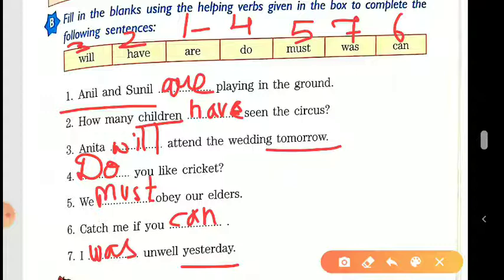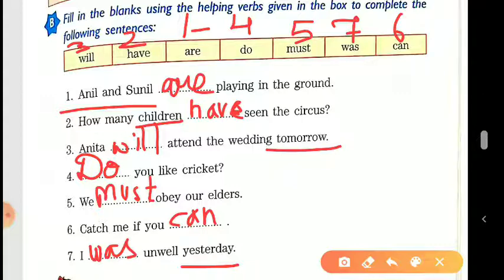Third, Anita dash attend the wedding tomorrow. Will attend the wedding tomorrow. This is in future tense. Fourth, do you like cricket? We have started with a capital letter because we are beginning a sentence and we always begin a sentence with a capital letter. So D of do will become capital. Do you like cricket? We are asking a question.